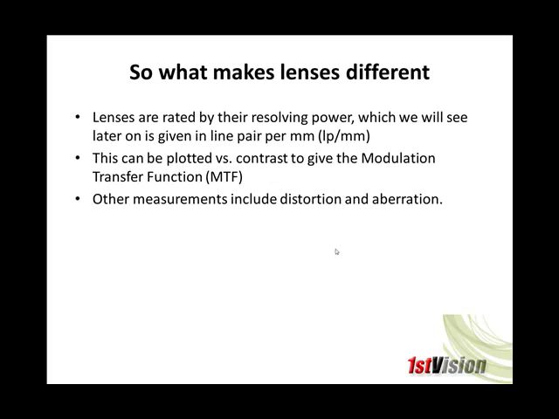So now we know how to calculate the focal length. But what makes lenses different? There are lots of lenses with the same focal length. How do we know which is better, which is worse? What are we going to do to figure this out? Lenses are rated by their resolving power, which we'll see later on is given in line pairs per millimeter, also LP/mm. Once you know the line pair per millimeter, this can be plotted versus contrast to give the modulation transfer function. Other measurements and figures of merit you might see would include distortion and aberration.